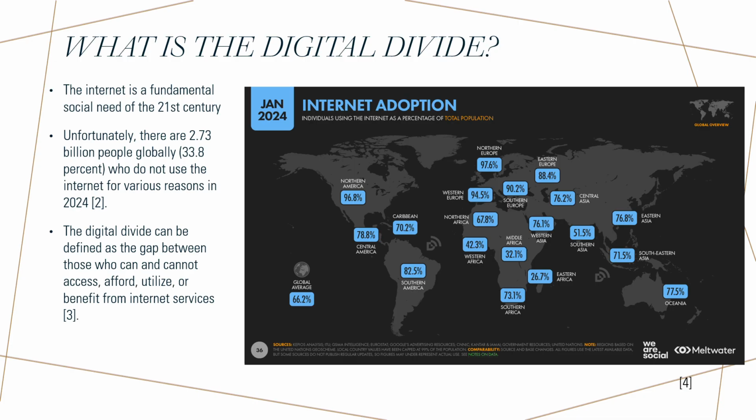a basic human right. Unfortunately, there are 2.73 billion people globally, roughly 33.8%, who do not use the internet for various reasons in 2024. This uneven distribution is known as the digital divide. The digital divide can be defined as the gap between those who can and cannot access, afford, utilize, or benefit from internet services. It shows the unequal distribution of technology and internet access among different blocks of society.